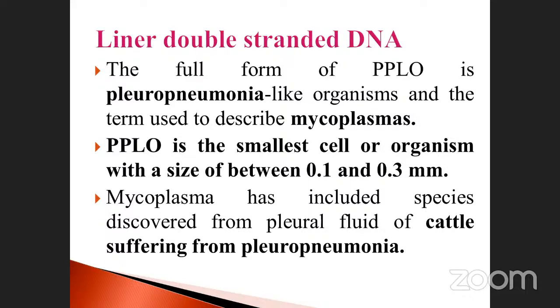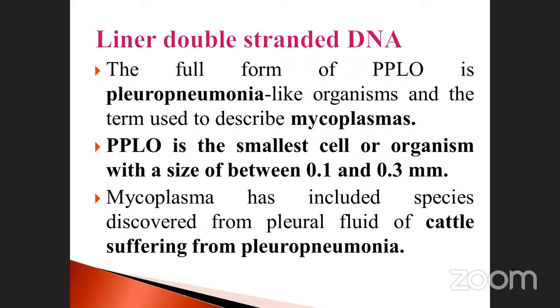They do not have the cell wall. They are fully harmful, but they only live in the absence of oxygen, in anaerobic conditions only. They are all pathogens. They produce plant as well as animal diseases, particularly in the lungs of human beings. PPLO is the smallest cell or organism with a size between 0.1 and 0.3 micrometer. The size of the PPLO is very small in nature.